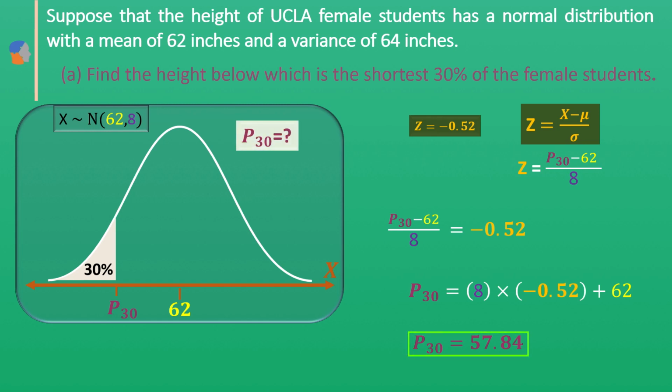That is the 30th percentile, or according to this question, the height below which is the shorter 30% of the female students. Yes, that is the height below which is the shorter 30% of the female students, 57.84.